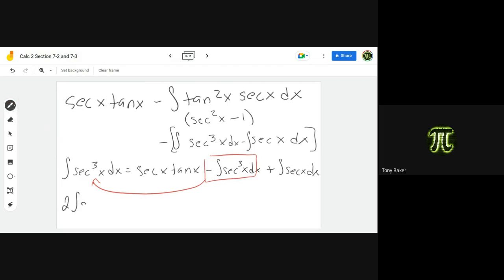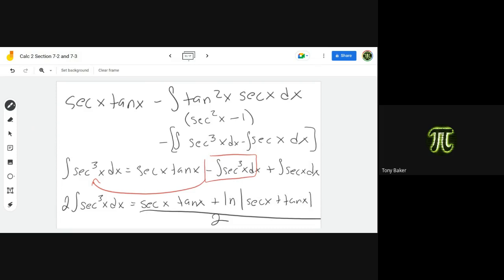So I have 2 times the integral of secant to the third x dx equals secant x tangent x. What's the integral of secant x? ln of the absolute value of secant x plus c. I seriously got to stop writing so long because I keep running out of room. How do I get rid of the 2? I just divide the whole thing by 2. So that is my final answer, plus c.